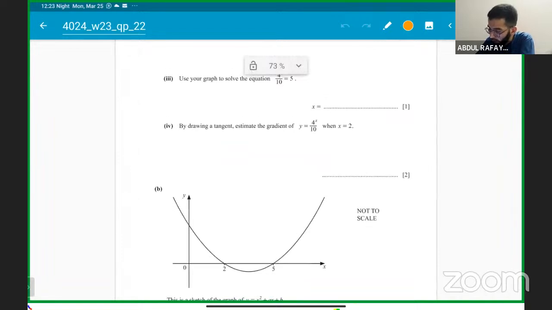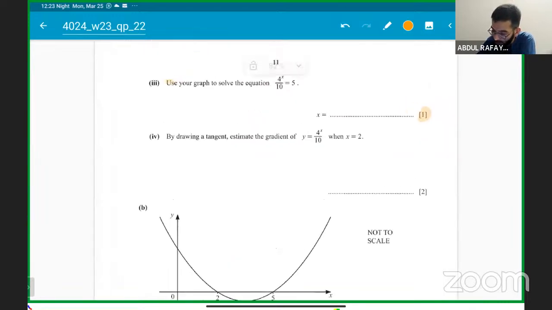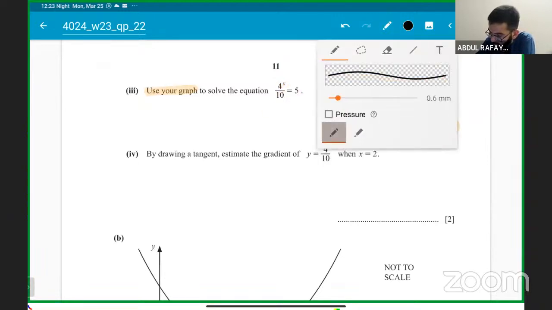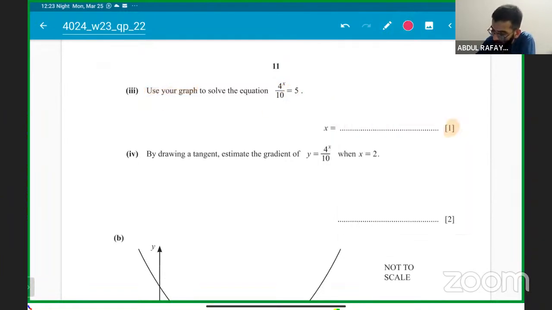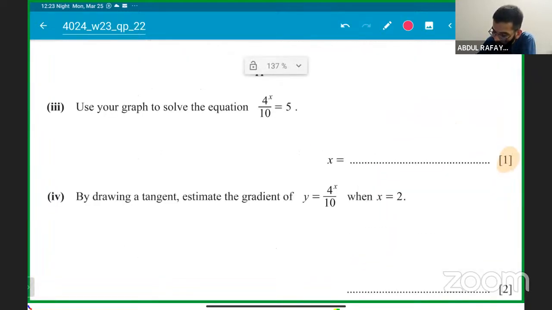Then we have part 3, which is to use your graph, students. Any questions about the graph, or understanding how to sketch it, do ask me. Using the graph, we have to solve the equation 4 power x divided by 10 equals 5. It's very simple. It's just the question copied. Basically, you have to just draw the line at y equals 5, students.